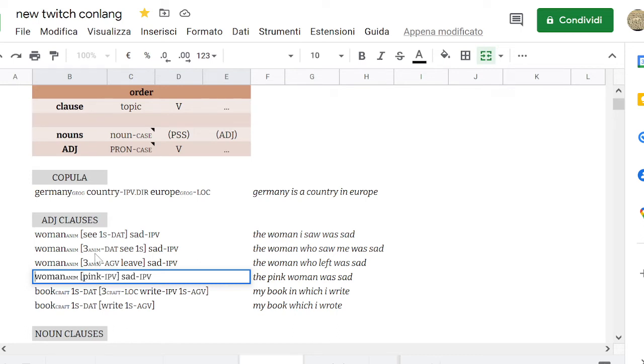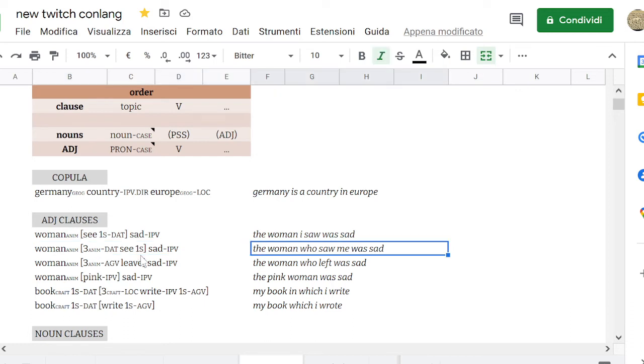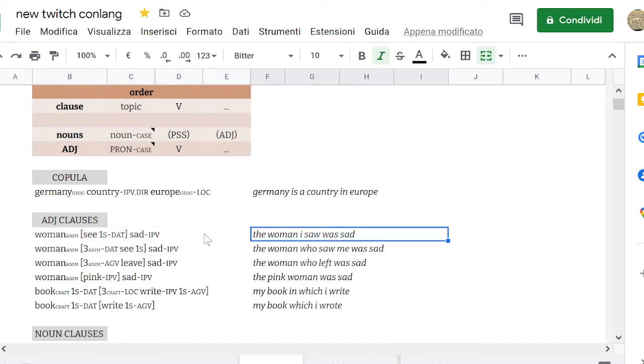Here you see the three anim, and I'll explain why it says anim in a second, but the three anim, that's like the human gender here. The woman, she, who sees me here. The woman who saw me, it's basically the woman I was seen by her. The woman I was seen by her was sad. And this example was actually given to us by chat last week, the one I saw was sad, and I just worked with that last week.